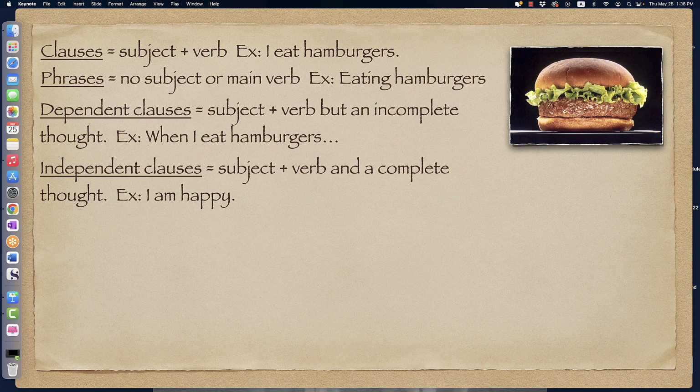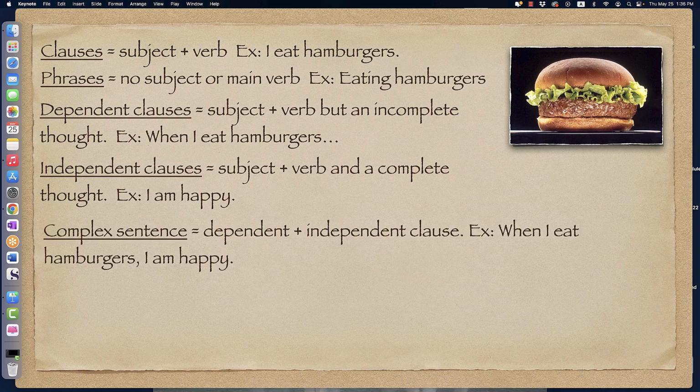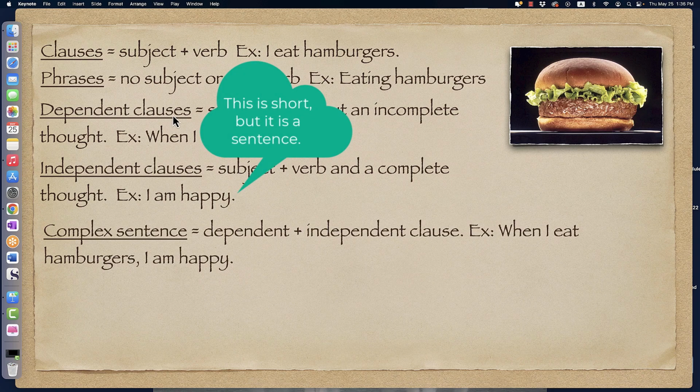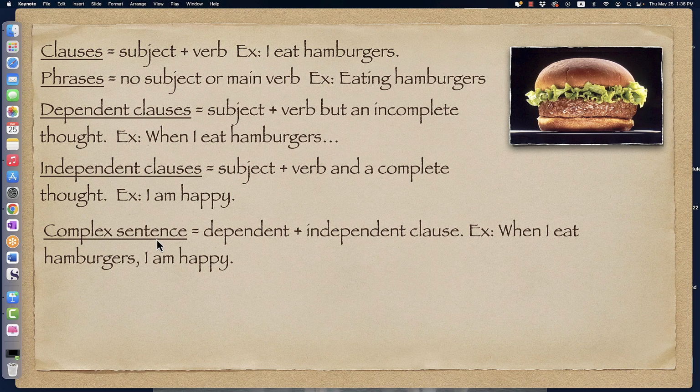So an independent clause is when we have a subject plus a verb, but we also have a complete thought. So even a sentence as short as I am happy is a complete idea. So if we combine a dependent clause with an independent clause, that is when we get a complex sentence. So when I eat hamburgers, comma, I am happy, is considered a complex sentence.